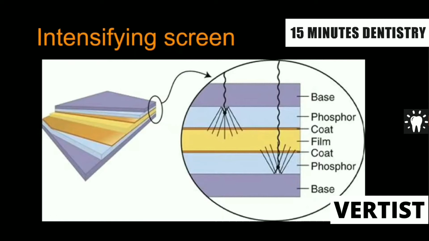Below that there is a coat, and below that there is a reflecting layer made up of titanium, so that the X-rays passing through the film are reflected back and the film is exposed with a greater number of photons, and the patient radiation exposure is reduced. So this is your routinely asked short note on the intensifying screen used in extraoral radiography. The purpose of this is always to reduce the patient exposure. This is placed in a cassette that is made up of aluminum.